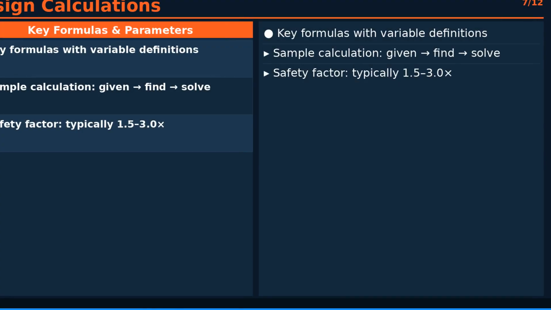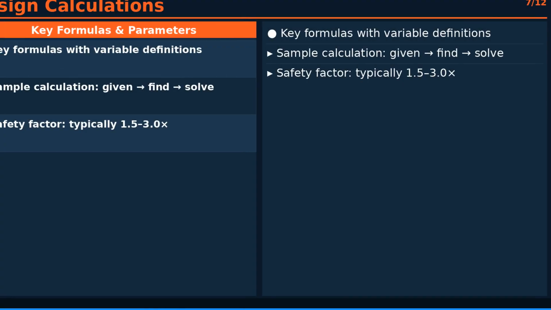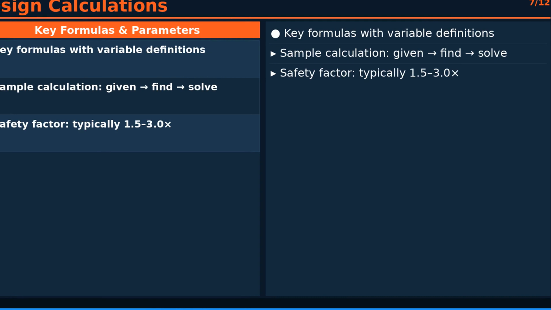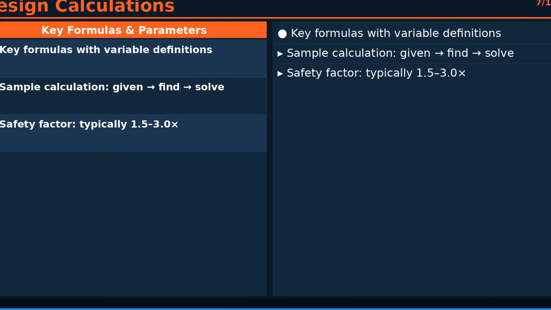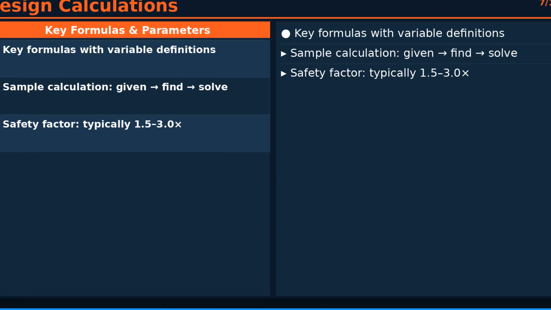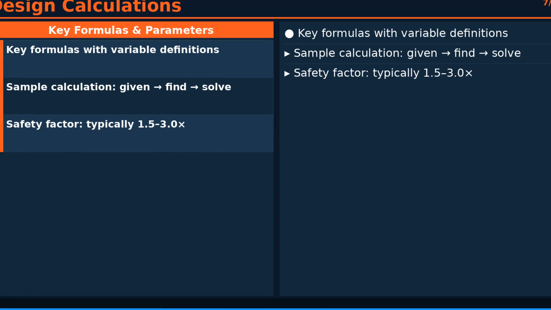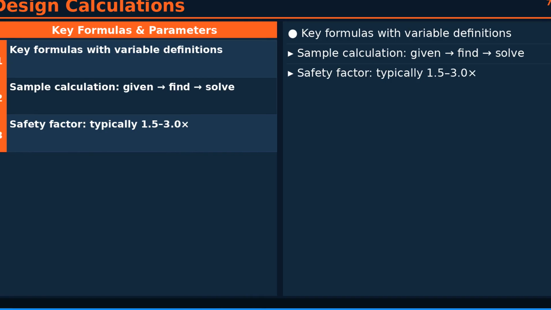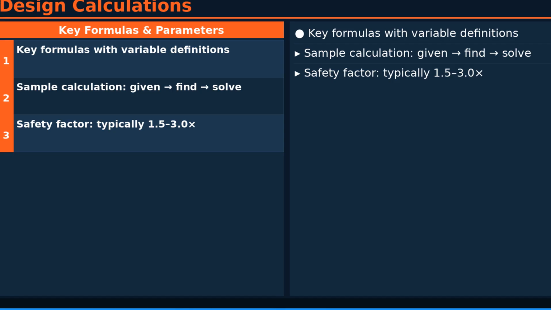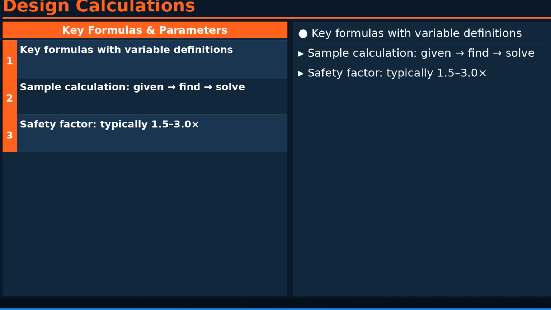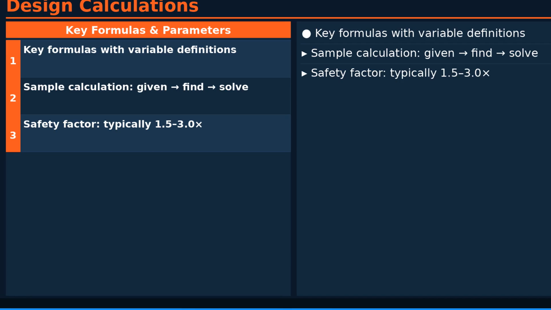Design calculations for grinding machine surface and cylindrical grinding require applying fundamental formulas with correct parameter values. A worked example clarifies how to substitute known values and solve for the required quantity. Always apply a safety factor of 1.5 to 3.0 as per applicable engineering standards.